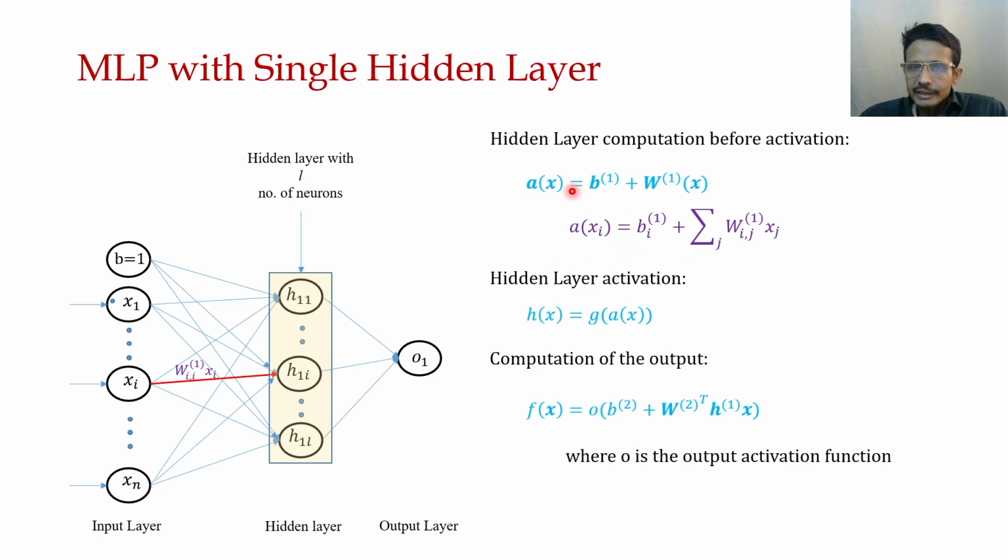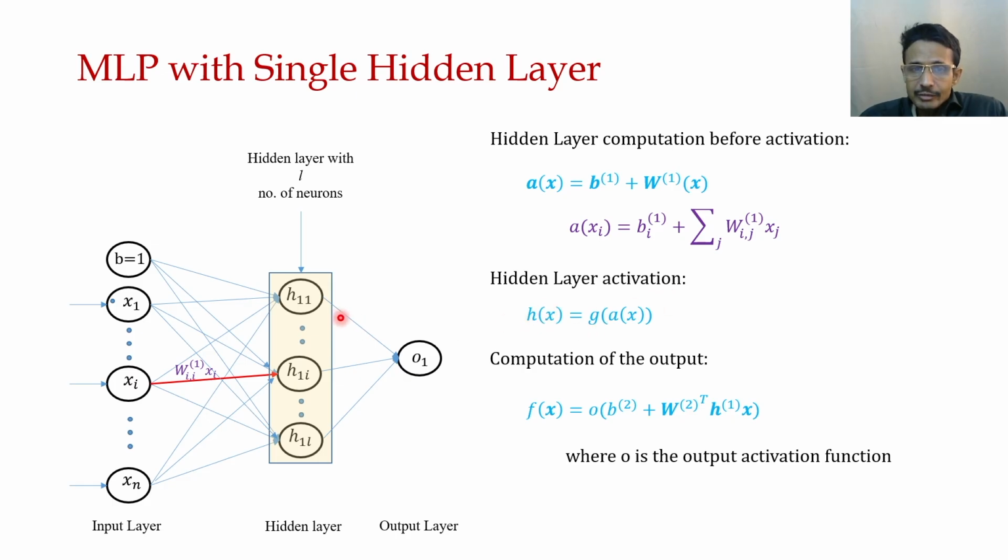Now after we get this a(x) value, we put in a nonlinearity. If we use a sigmoid, this g is a sigmoidal nonlinearity over this a(x) to get the output from this hidden layer. So this h(x) is basically the output from this hidden layer.